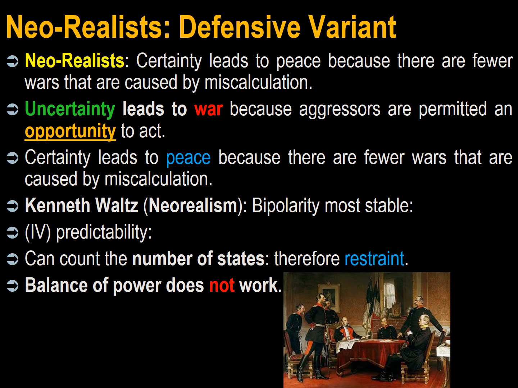Bipolarity, for Kenneth Waltz, is the most stable. It leads to predictable outcomes. In a bipolarity, you can easily count the states. During the Cold War, there were two states, the USSR and the US. So the balance of power doesn't work. Mearsheimer argues that multipolarity causes more war because the balancing is less certain. So there is more buck passing and, in effect, less balancing.